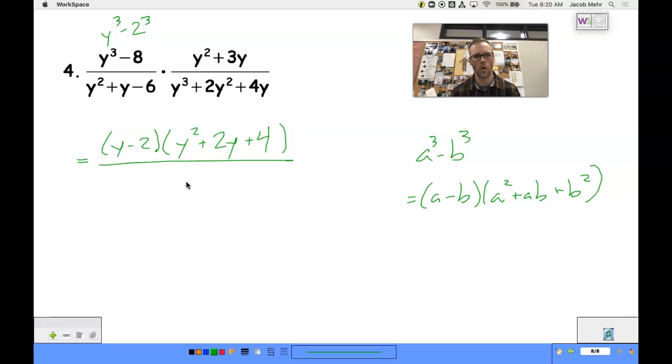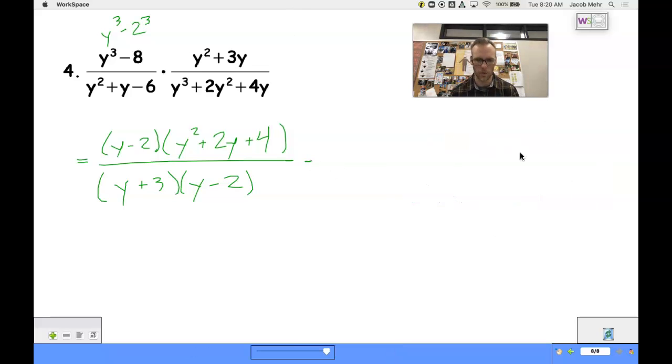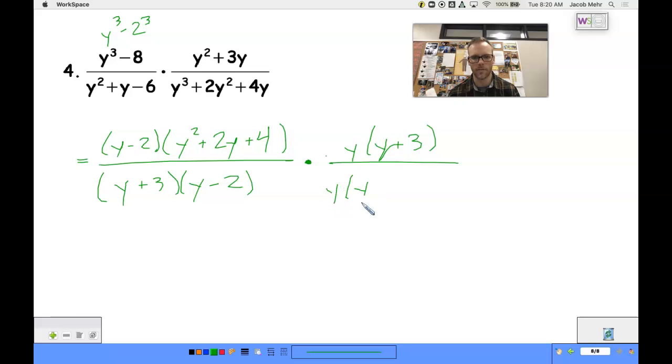All right, over. Okay. Factor y squared plus y minus 6, that's y plus 3, y minus 2. Times, let's factor the next one. Get this stuff out of the way. Factor out a y. I can factor out a y. Oh, do you see this?